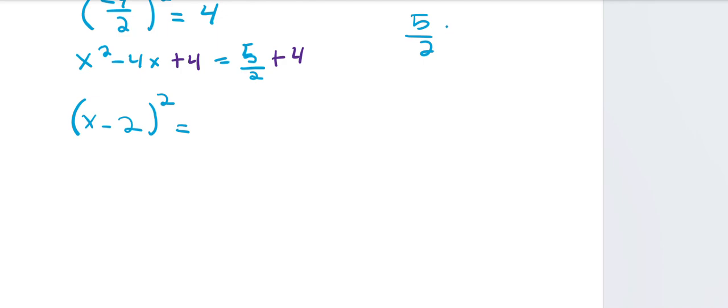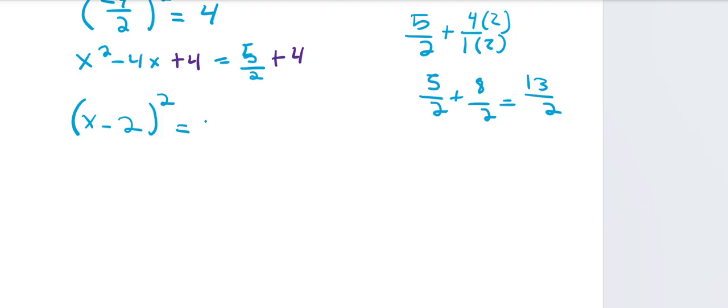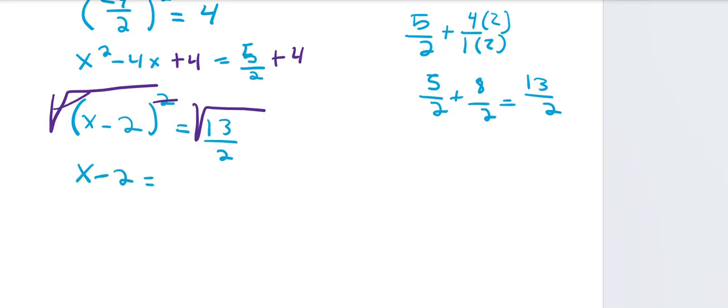So I have 5 over 2 plus 4 over 1. Multiply top and bottom by 2, so they have the same denominator. So I have 5 over 2 plus 8 over 2. That gives me 13 over 2. So put that right there, 13 over 2. Now I am solving for x, so I am going to square root both sides, because the opposite of a square is a square root. So I have x minus 2 equals plus or minus the square root of 13 over 2.